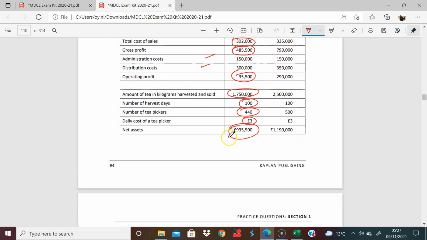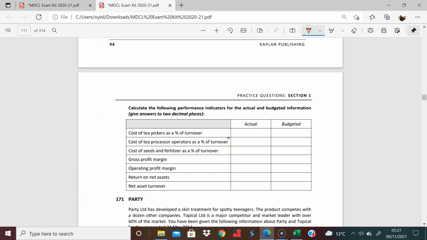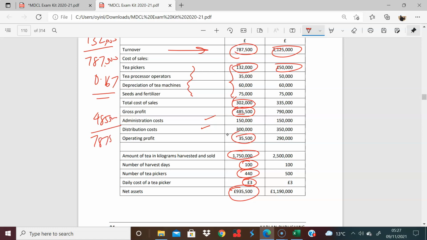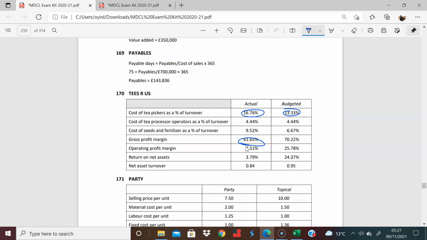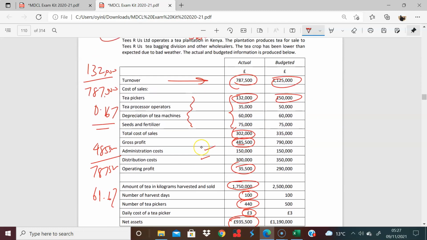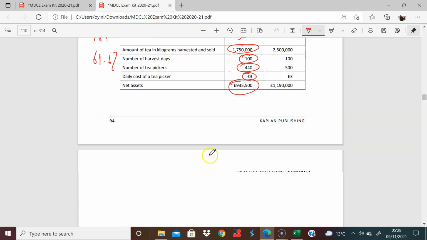Likewise, you are literally just going through the band. We're going to jump to gross profit margin. Gross profit margin, of course, is the percentage of gross profit: 485,500 divided by 787,500, and you do exactly the same thing. So I'm going to do that right now. 485,500 divided by 787,500, and I have 61.6%. I'll check the answers and show you again. You have 61.65 there. And then the operating profit margin would have been exactly the same thing, but this time using operating profit.